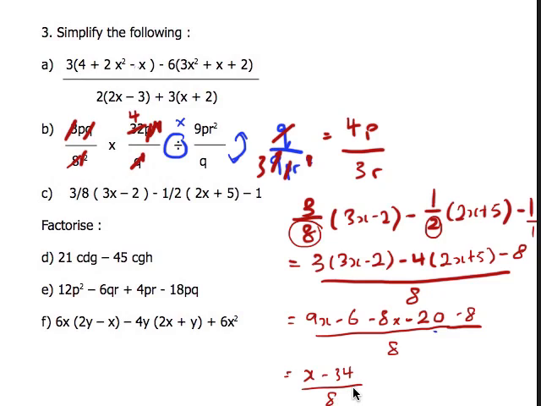And that's it. That's the answer. Okay, let's check. 3 times 3x gives you 9x. 3 times minus 2 gives you minus 6. Minus 4 minus 8x minus 20 minus 8. Correct. Common denominator times 4 times 8. Correct. 9x minus 8x gives you x minus 6 minus 8. Correct. So this is the answer.